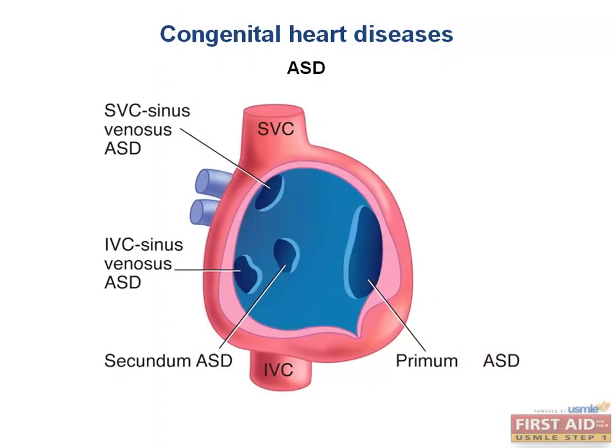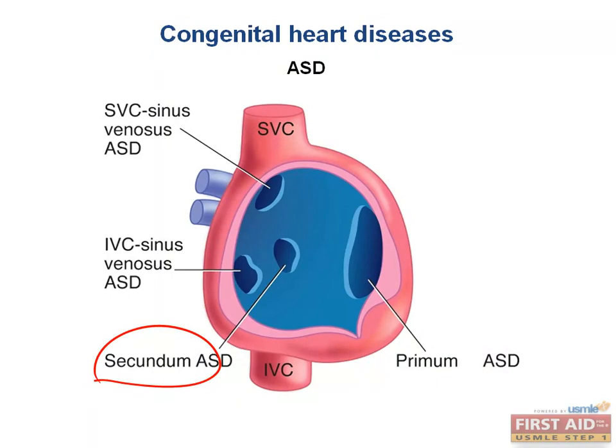This is way more information than you're required to know for your Step 1 exam, but it's great to view the different types of ASDs and be aware of them. So this image is just here to help us understand that there are different types of atrial septal defects that can occur. The most common is a defect in the septum secundum, and that is called a secundum ASD.